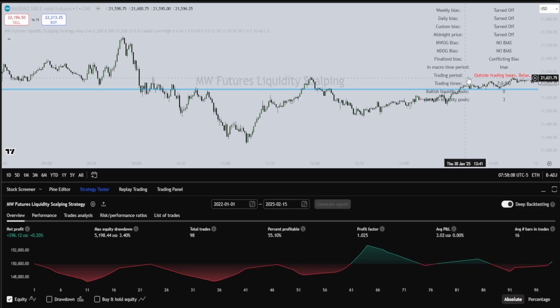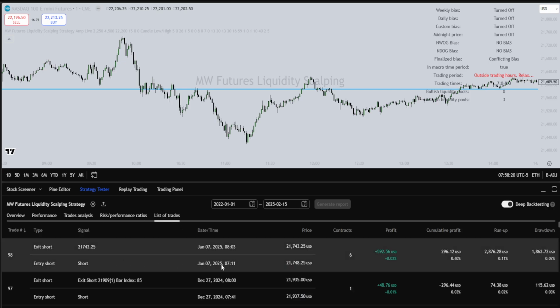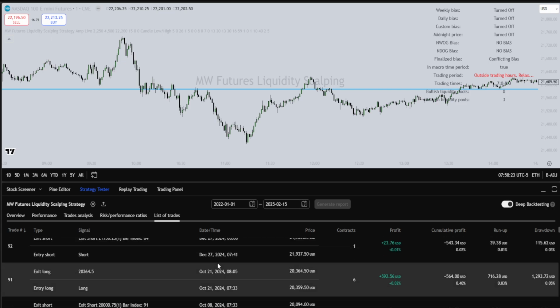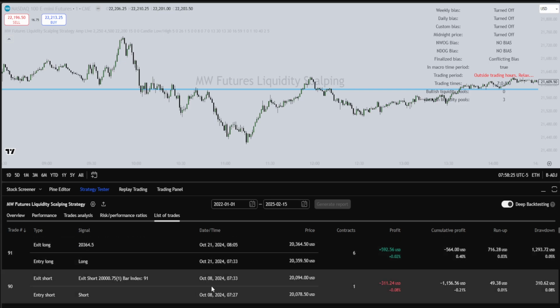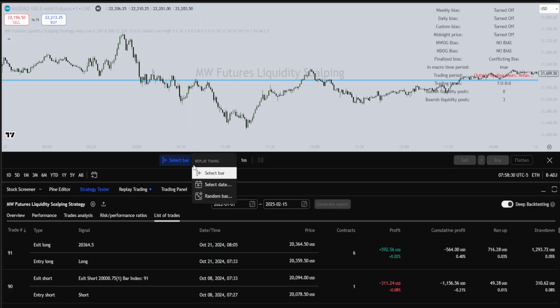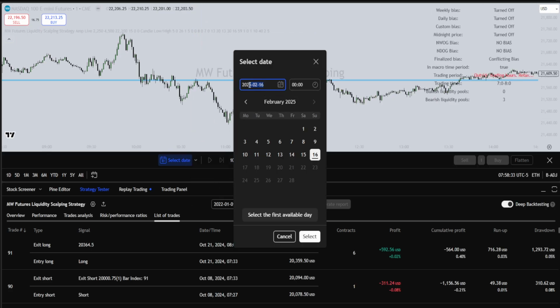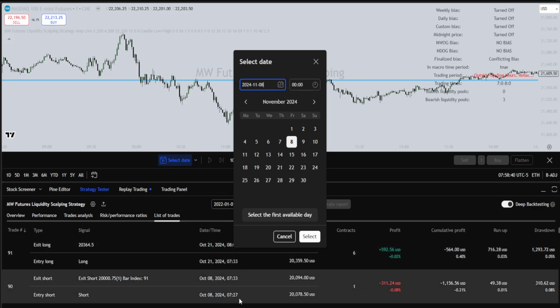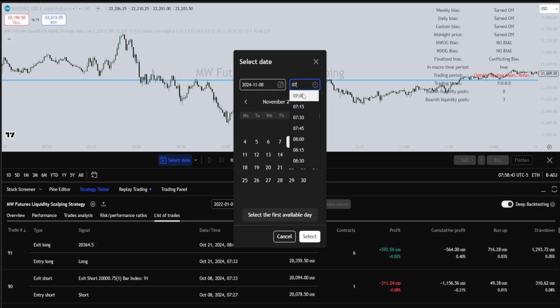So what you see with these settings that we have right now to trade between 7 and 8, we see that we have these particular results. What you now could do is go into the list of trades and see, all right, when is my first losing trade? It was on October the 8th. So what we could do then is go on bar replay, select date, we go to 2024, and then October the 8th on 7:27.